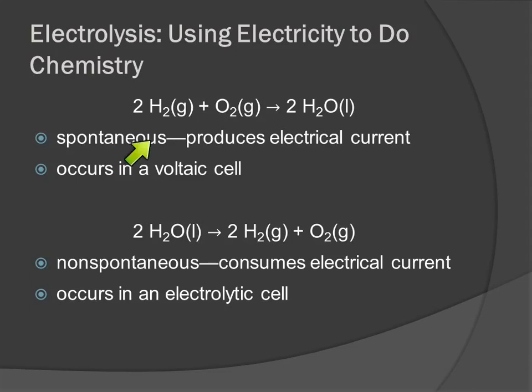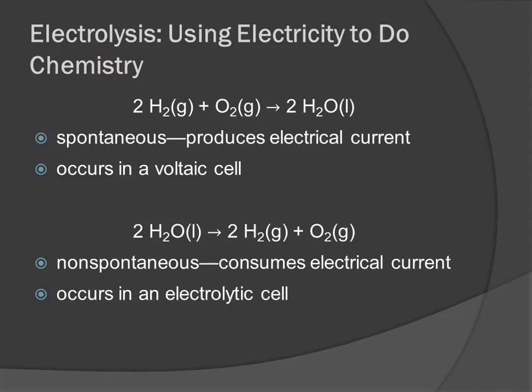This is a spontaneous reaction. You combine hydrogen and oxygen, and it generates water. This is the basis of the fuel cell battery. It generates electricity. The reverse of that is not spontaneous. Two water molecules do not spontaneously come apart into hydrogen and oxygen gases, which is good.